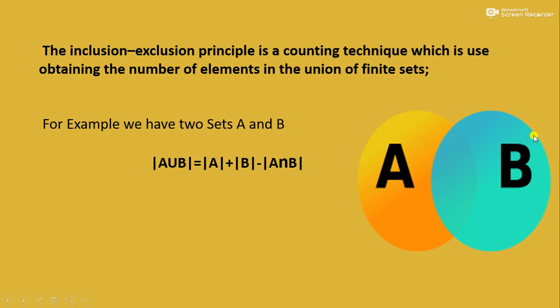To find the total number of elements present in A union B, that is this whole region, first we add the cardinality of A, then we add the cardinality of B, then we subtract this intersection region, because we have counted this region twice. So this is the formula for finding the total number of elements in two sets.